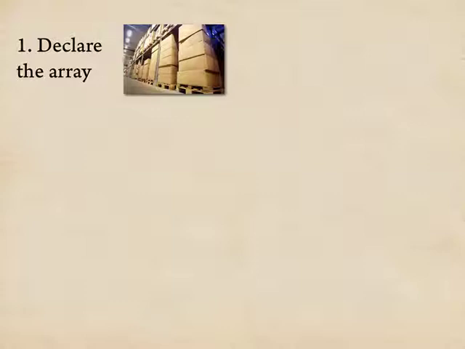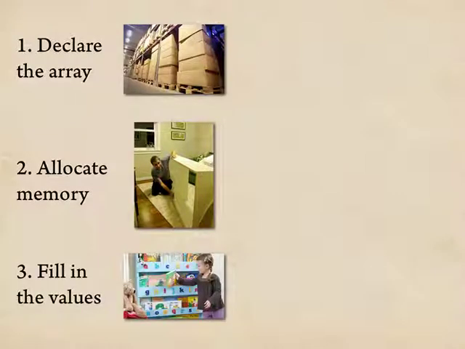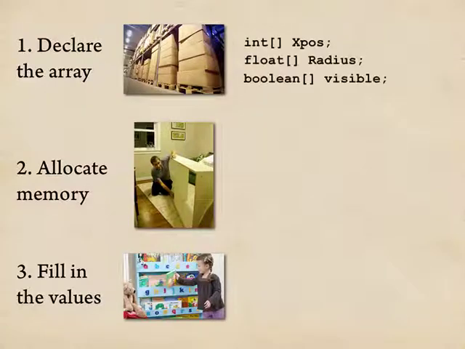To recap briefly, we saw before that the first step is to declare an array. Then you have to allocate memory for it so the computer has a place to put the information in the array. And then finally you fill in the values. We saw one set of examples for declaring arrays of integers, floats, or booleans, but you can make arrays out of anything you like, colors, or characters, or any data type you like.